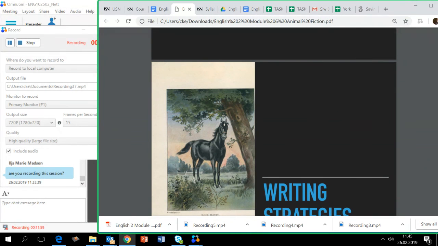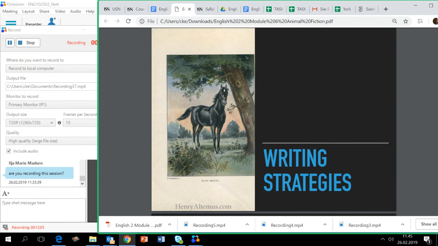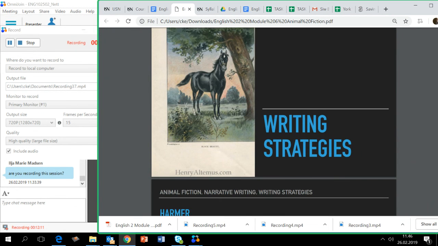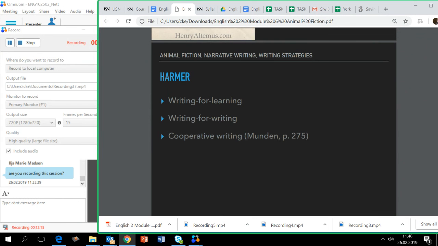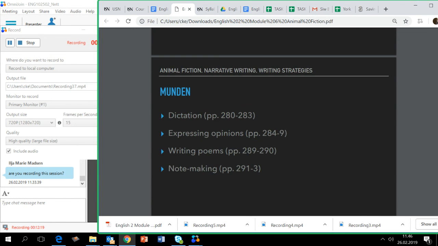I was also going to have a look at writing strategies today, and I'm looking at that wonderful picture of Black Beauty, I think from one of the original illustrations. We've done a lot on writing strategies ourselves, and I'm just going to point to the fact that there's a chapter in Munden, and that you can look through some of these strategies on dictation, expressing opinions, poems, and note making. But it's something that we've really dealt with as an integral part of the course.